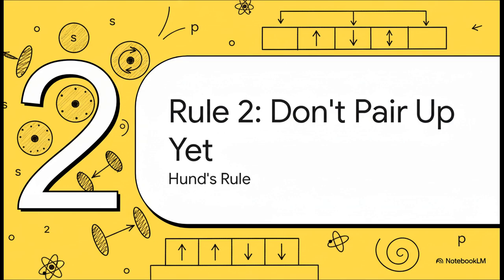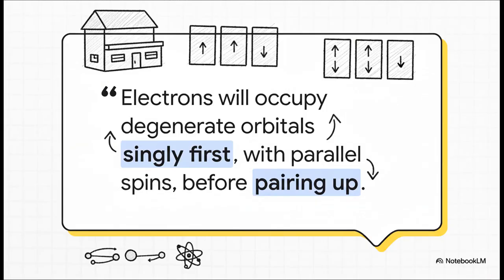All right, so we know which floors to fill first, but what happens when you've got multiple rooms, or orbitals, on the same floor, with the exact same energy? Well, that's where our second rule, Hund's rule, comes into play. Now, I know this sounds a bit technical, but the idea behind it is super simple. Degenerate orbitals is just a fancy way of saying orbitals at the same energy level. So think of them as identical rooms on the same floor of our atomic house. Hund's rule is basically the social etiquette for electrons moving into these rooms.